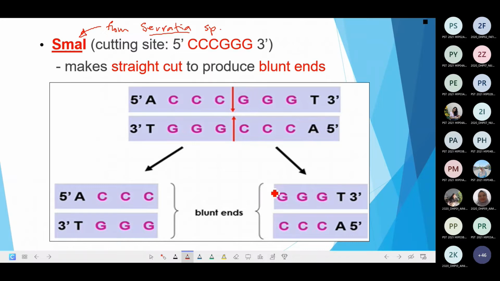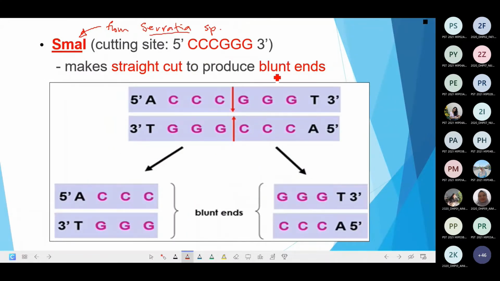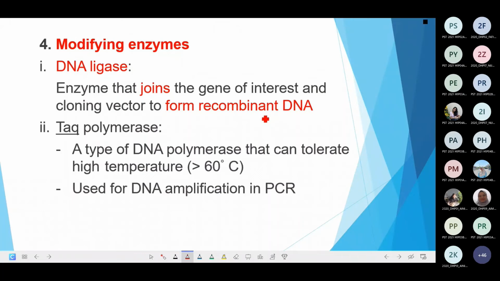Okay, and actually this one, the sticky end, is more important. In the gene cloning procedure, normally sticky ends will be more important, more useful. Anyway, we still need to know about the production of the blunt ends. Okay, tool number 4 will be the modifying enzyme. Modifying enzyme means an enzyme that can modify, that can change the condition of the DNA.